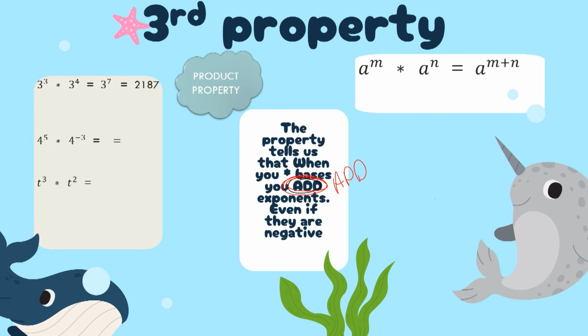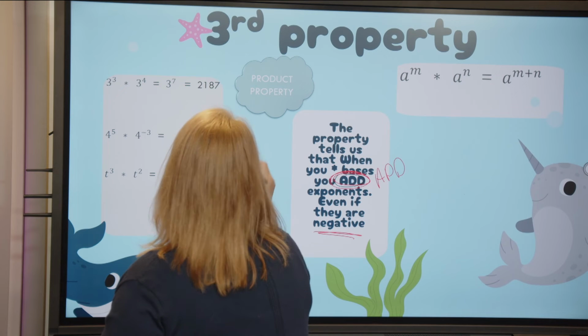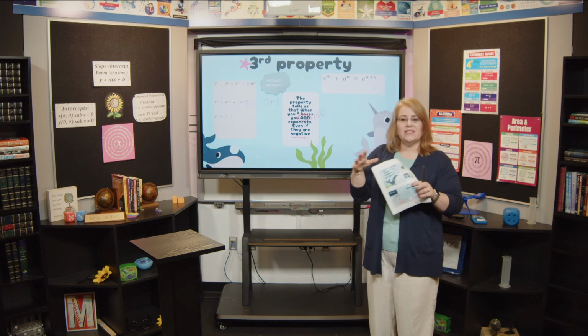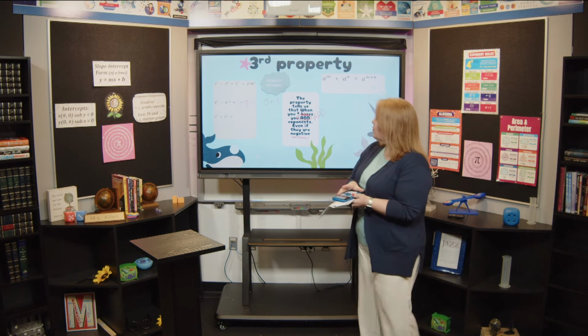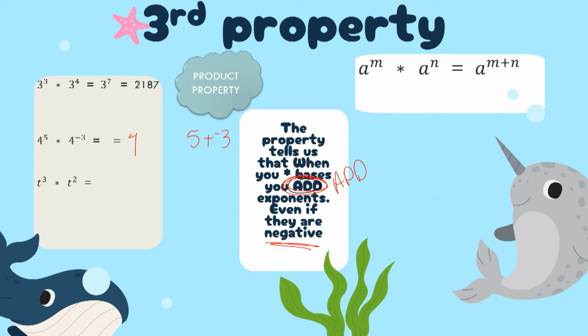All right, so let's look at this next one. I have 4 to the 5th times 4 to the negative third. Now, even if it's a negative, I'm still going to add them. So I'm still going to keep this base. So 5 plus a negative 3. Miss Killen, I'm still struggling with that adding and subtracting different signs. That's okay, because we have a calculator. I'm going to put in 5 plus negative 3. Remember, my negative is under the number 3, and I get 2. So this is going to be 4 to the 2nd.